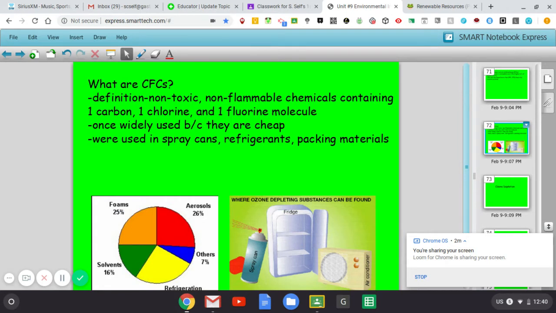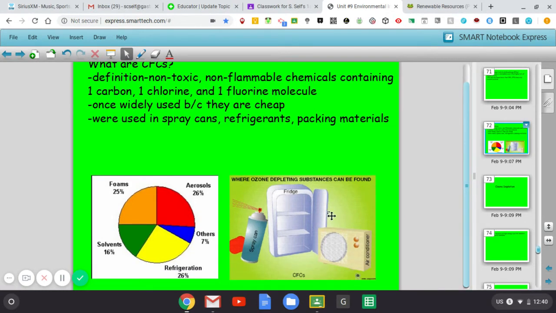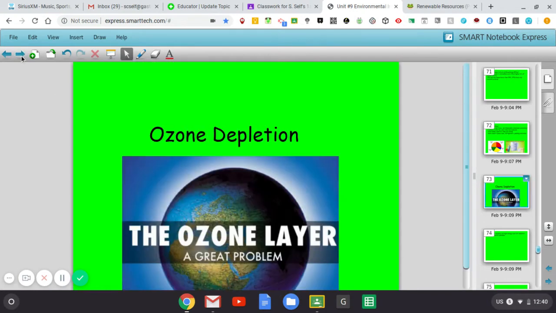CFCs are non-toxic, non-flammable chemicals that have one carbon, one chlorine, and one fluorine atom, and all those are from the periodic table. They were used in spray cans before, in refrigerants, things that make things cooler. They were also in packing materials. But how they impact the environment is what's bad. So we're going to look at those CFCs with ozone depletion.